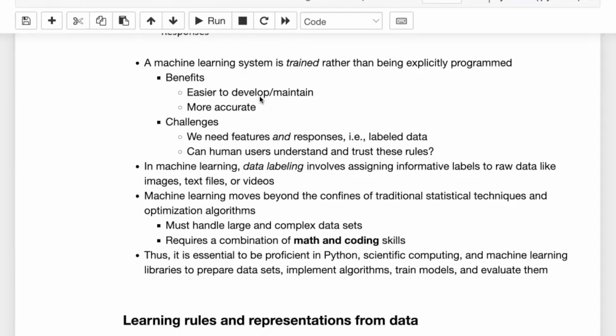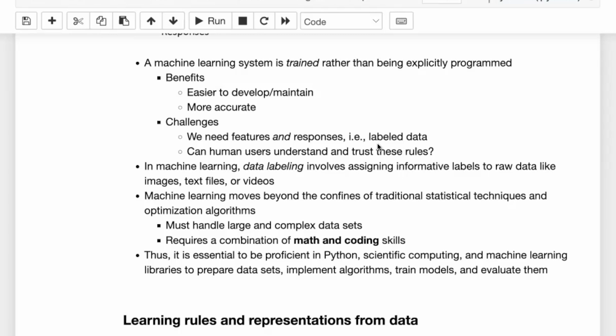But we do have challenges too, right? As I just mentioned, we do need features and responses. So in this case, features are income and debt, and responses are whether they fail to pay off their loan or not. So that's what we call labeled data. Labeled data means that you have features and corresponding responses.